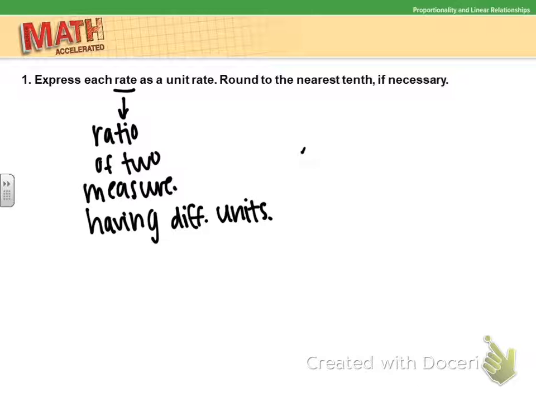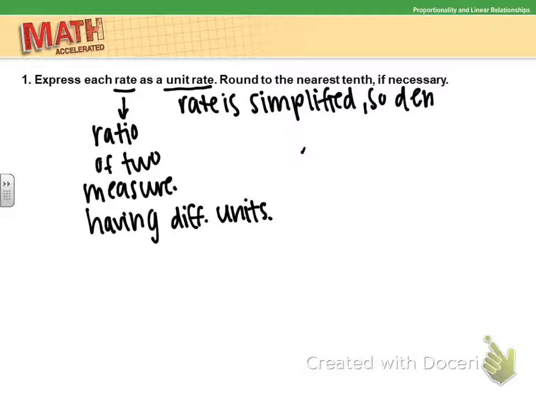Now let's talk about what a unit rate is, okay? So when a rate is simplified so that it has a denominator of 1, it's going to be called a unit rate. So when my rate is simplified, so the denominator is 1, we call that a unit rate.